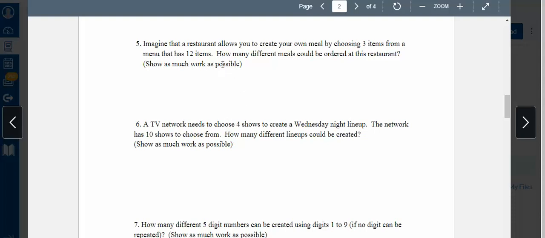For each one of these types of problems, you have to think about if order matters or if order doesn't matter. If the order doesn't make a difference, it's asking for the number of combinations. If order does make a difference, then it's the number of permutations. So basically, if it's just asking for the number of possible groups, it's a combination question. If it's asking for the number of possible sequences or the number of possible arrangements, that's a permutation question.